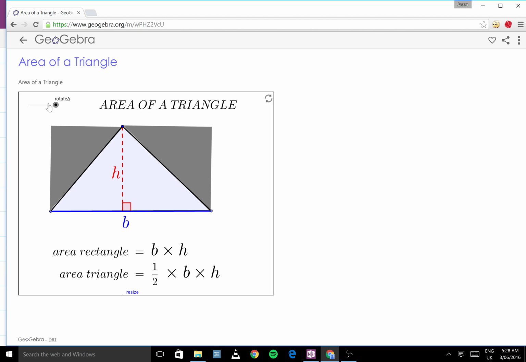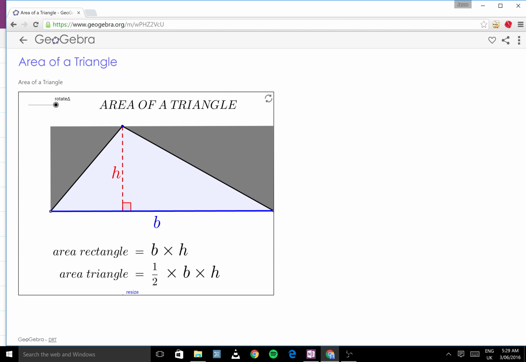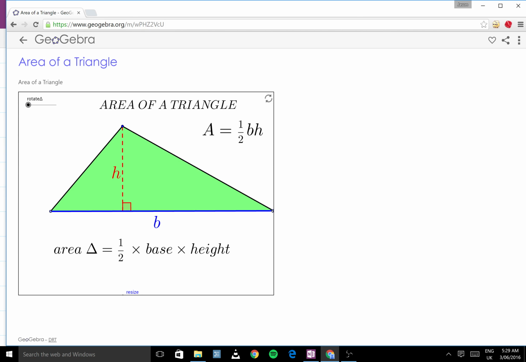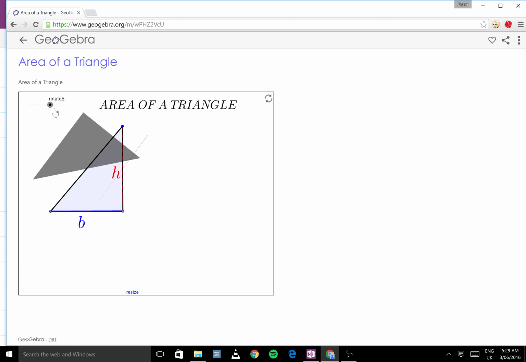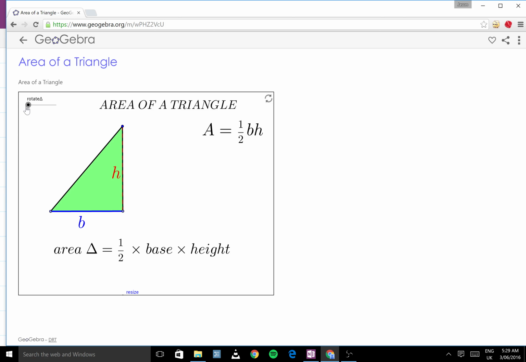So if I put it back and make the base bigger, that relationship is still the same. If I put it back and make it a right angled triangle, almost, the relationship is still the same. So the triangle always takes up half the size of the rectangle.